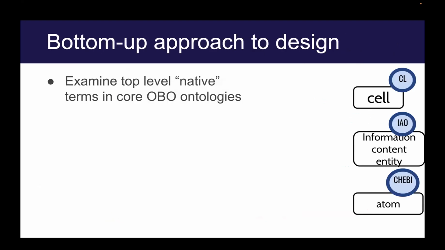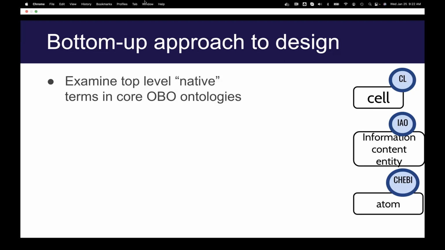But the basic approach we took to developing COB was to take more of a bottom-up rather than a top-down approach. Rather than trying to divide the world from the most abstract concept possible into other abstract concepts, we looked at what the native root-level terms were in existing OBO ontologies. Within the Chemical Entities of Biological Interest ontology, you may have a concept like atom. Within the Cell Ontology, naturally, the most general concept there is cell.